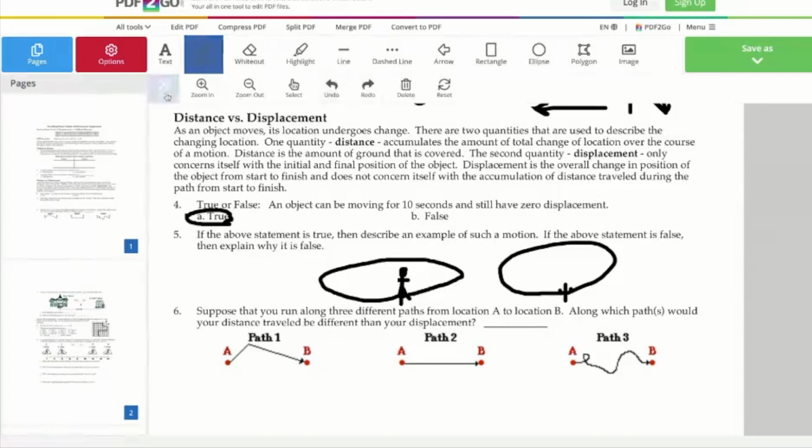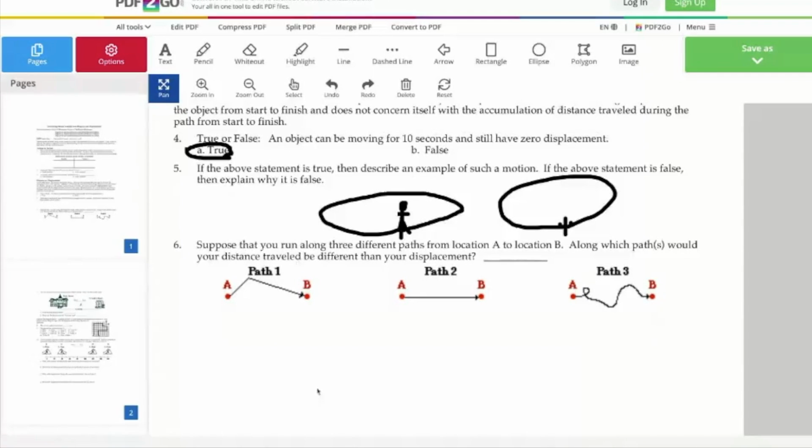Okay, suppose you run along 3 different paths from location A to location B. Along which paths would your distance traveled be different from your displacement?